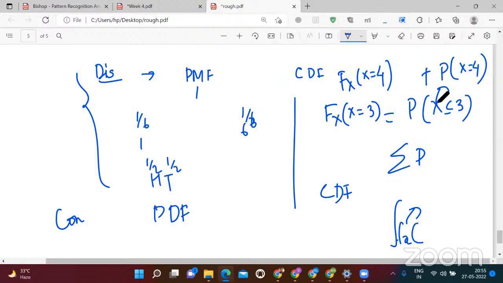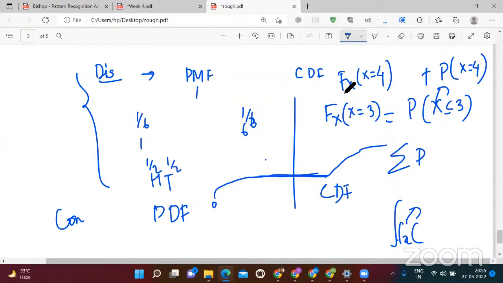That means it can't decrease. It can be constant for some time, like the PDF function can be constant for a large set of values, and then it will increase. But it can't decrease. That's why the CDF will always be a non-decreasing function. That means it will start from 0 and go till 1. Why will it go till 1?